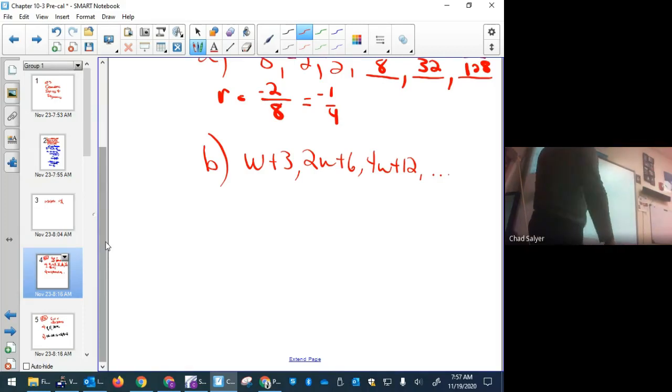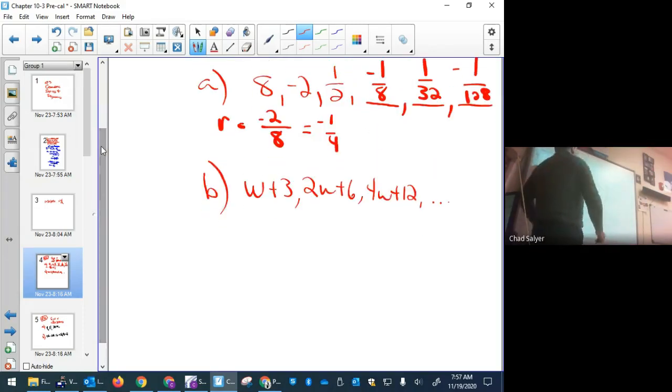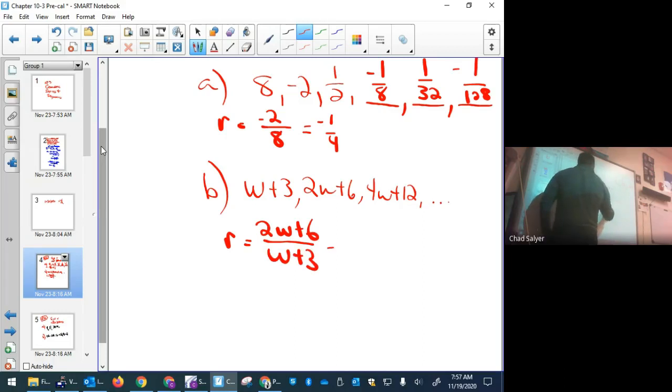Let's look at part B here. So r equals (2w + 6)/(w + 3). What do you think that would reduce to, Jesse? w plus 2. Not quite.